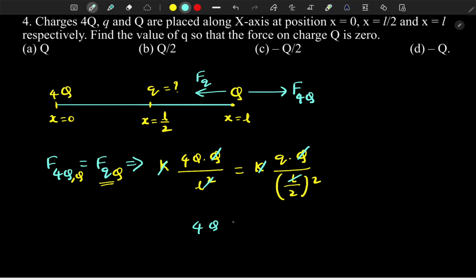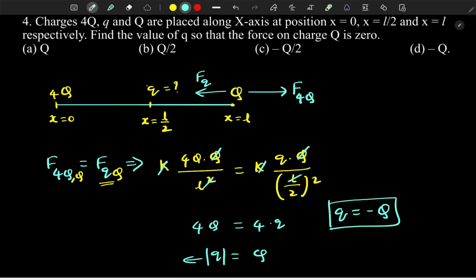So 4q is equal to 2 to the 4 into small q. Correct? Any doubt in this? The 4 and 2 to the 4 get cancelled. So you will get q is equal to capital Q in magnitude, but if you consider the polarity of small q, it should be minus q. Why? Because they should attract each other. This force is an attractive force.